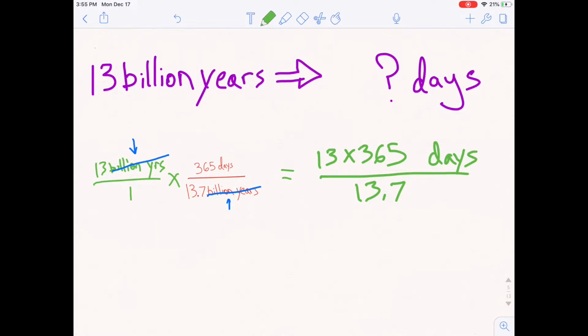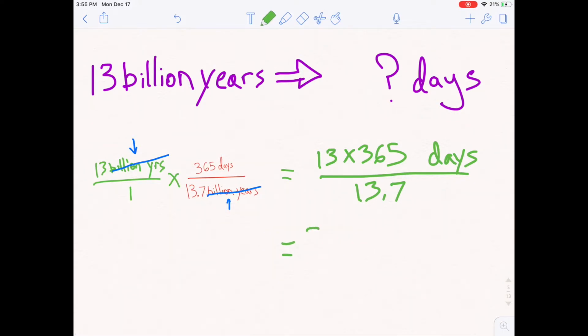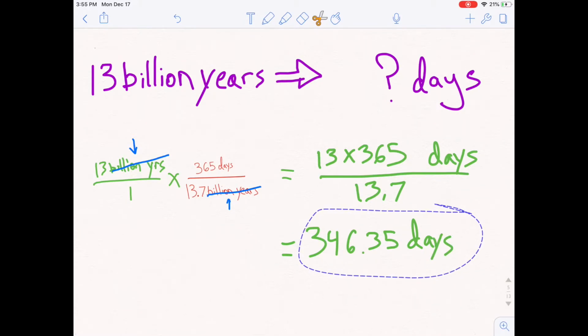Now, if I use my handy dandy calculator, I can do that really quick on a screen that you cannot see right now. 13 times 365 divided by 13.7, boom. No, I did it wrong. 13 times 365 divided by 13.7, boom, equals 346.35 days. And that is our answer that we like.